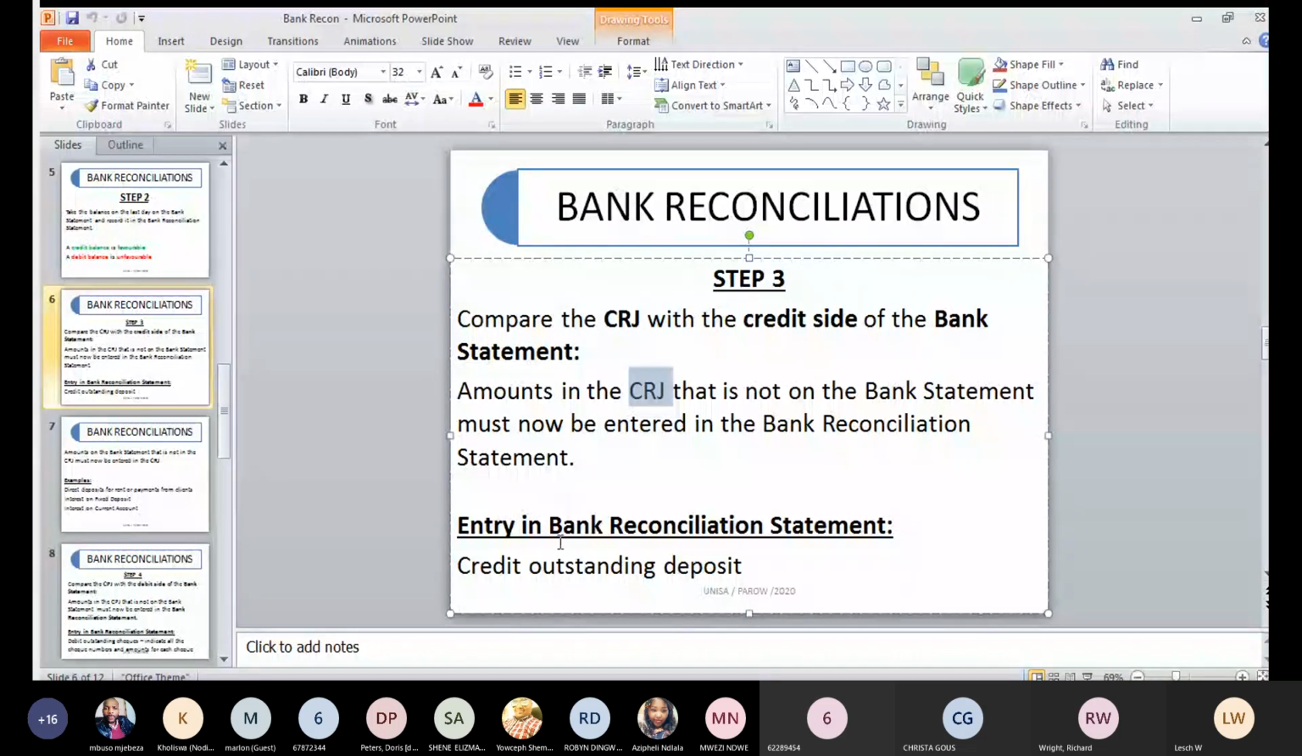And in your bank reconciliation statement, you are going to write there credit outstanding deposit, and you will record the amount then on the credit side.